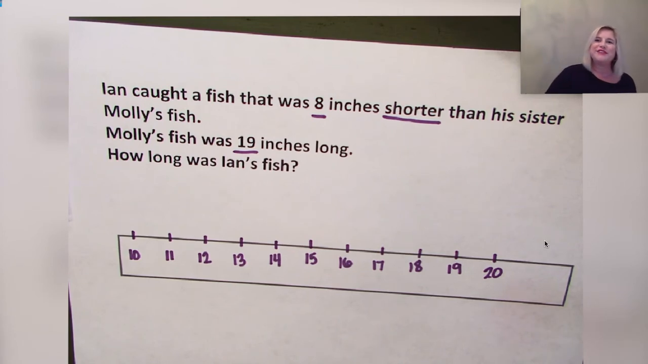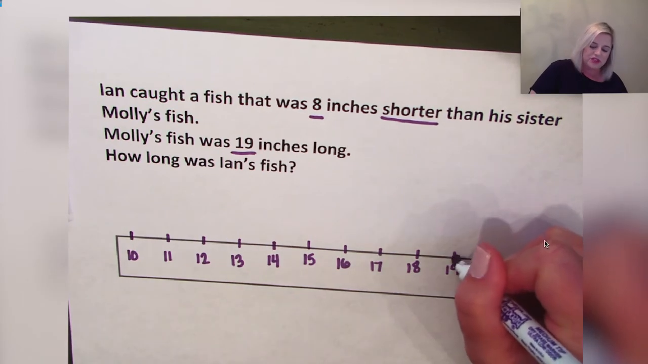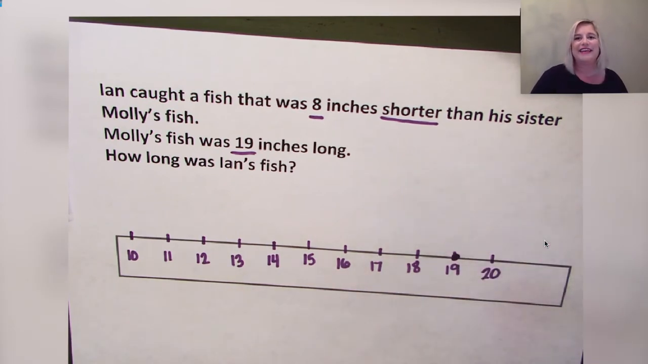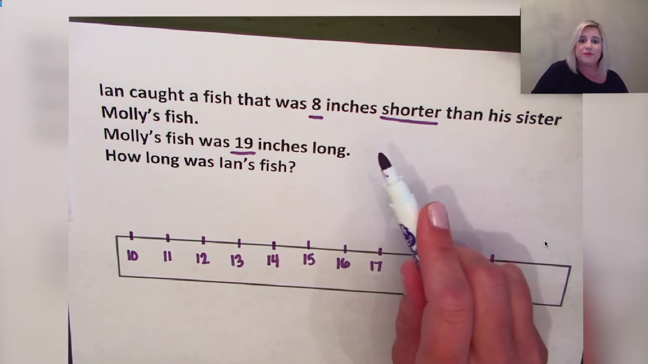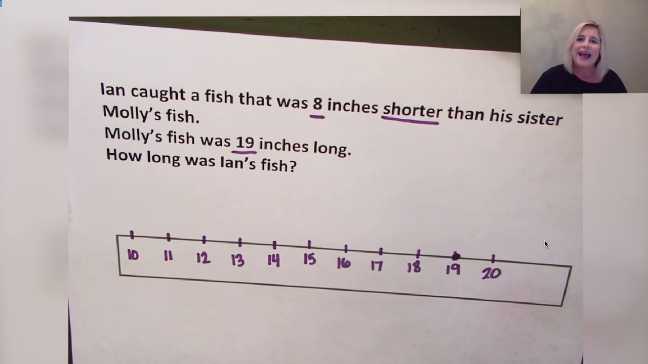Good job, boys and girls. Now let's grab the starting point and then we will compare again. How do you know where the starting point is? Yes, very good, 19, because we know how long Molly's fish is. So I'm going to put a starting point at 19. Now, we know that Ian caught a fish and it was 8 inches shorter. So does that mean we need to add or subtract?